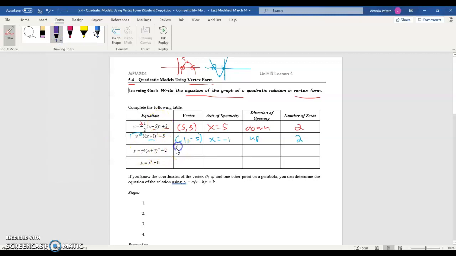So our vertex, look at the h, plus 7 in there, so change the sign, -7. Our k is -2. Remember that the axis of symmetry, where you can cut it in half left and right sides, is going to be the x value of your vertex, which is x equal to -7. The a value over here has a negative. So what that means is this opens down.